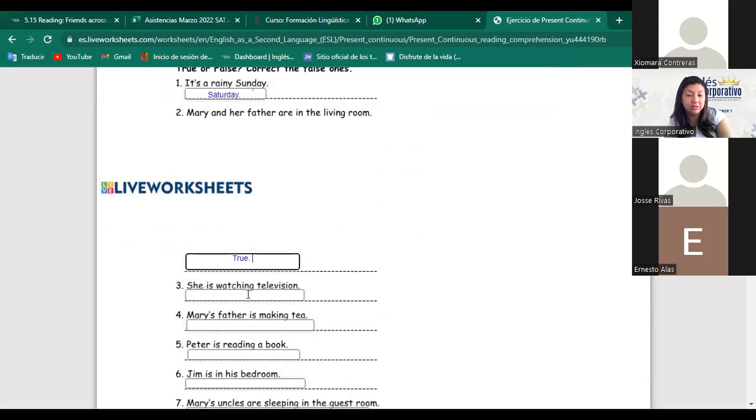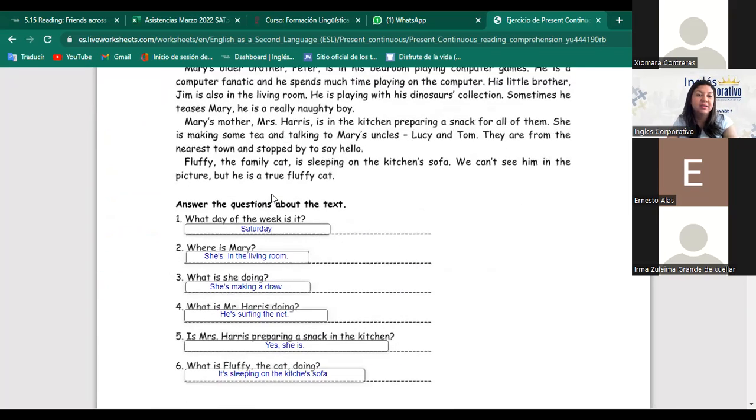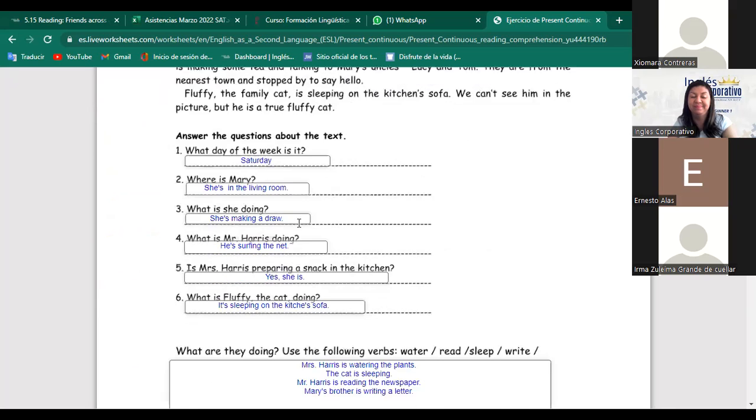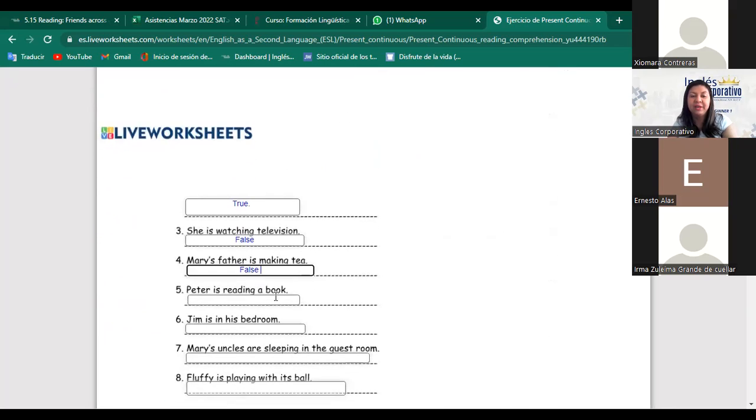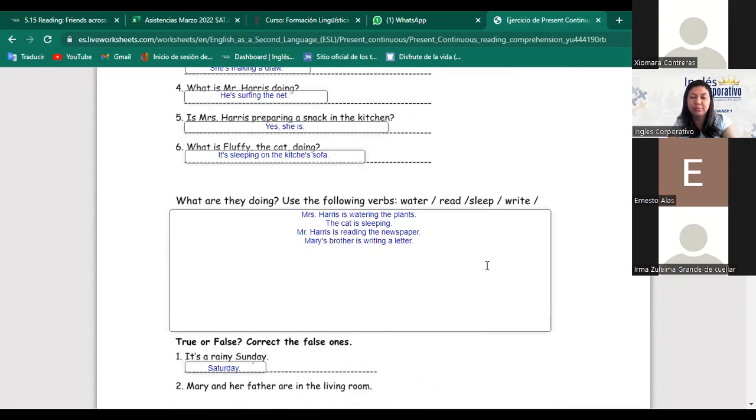She's watching television. It's fall. Mary's father is making tea. True or false? Who is making tea? Haciendo un té. Mary's? His mother. Mary's mother. She's making some tea. Peter is reading a book. True or false?